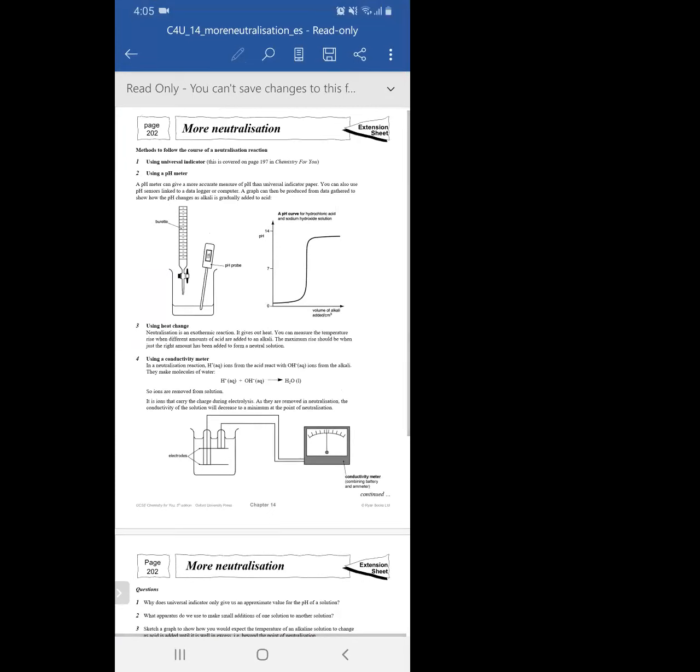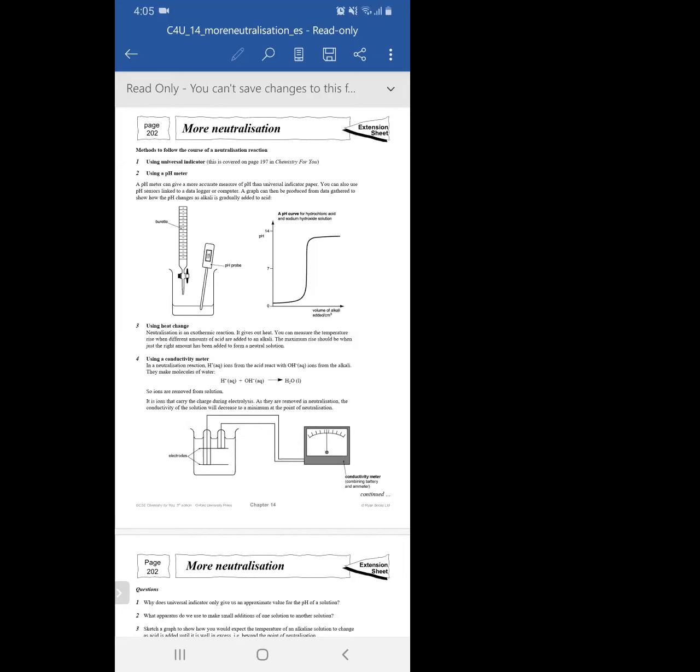So other than these methods that we already know, these are additional methods that we are going to study now. First one is the same, universal indicator. Okay, this you already know. Second is using a pH meter. Now, a pH meter again works the same way as an indicator. The only difference is that it has calibration. Calibration meaning that it has markings on it which give us an exact measurement of the pH.